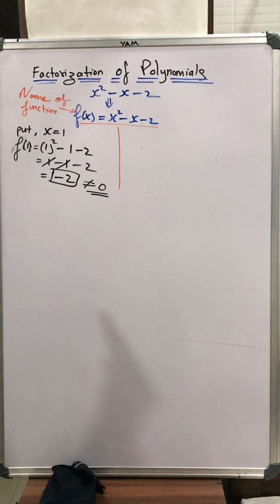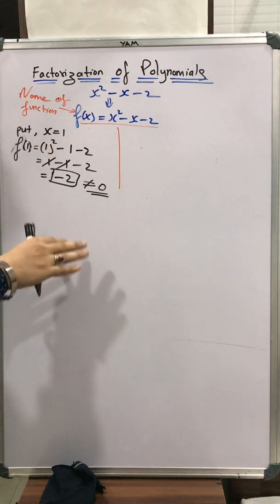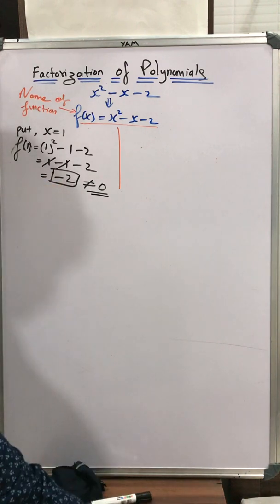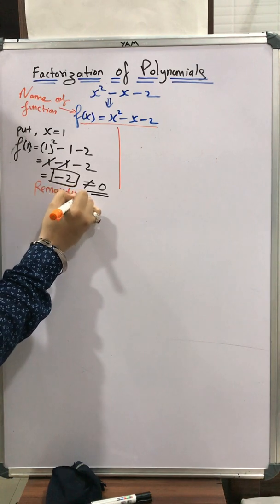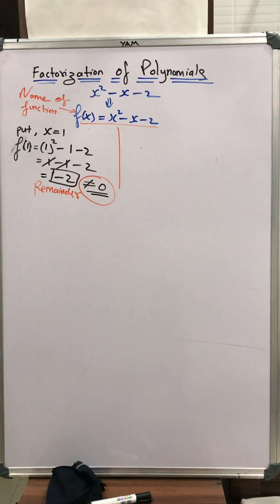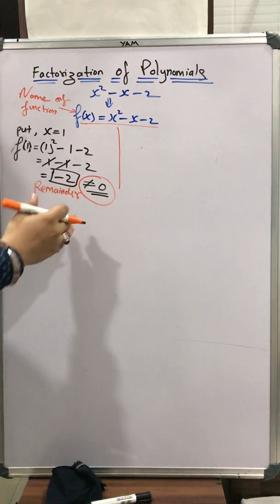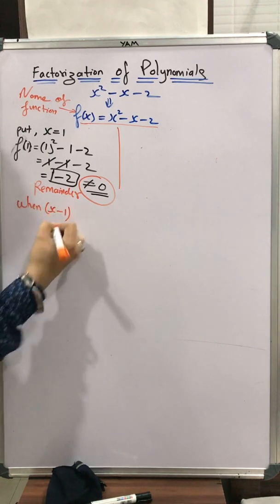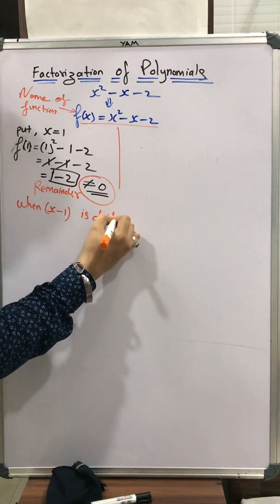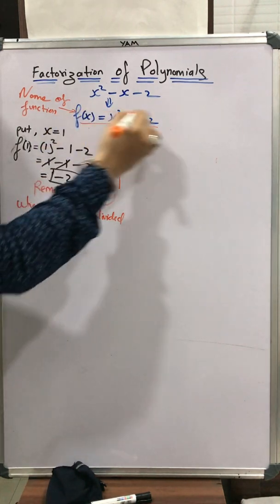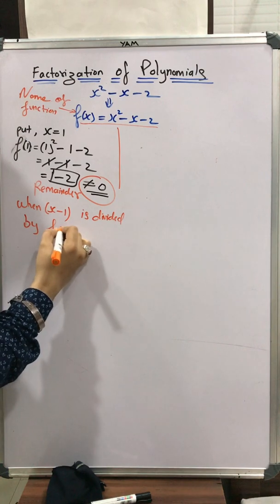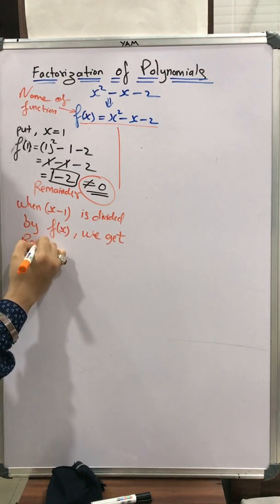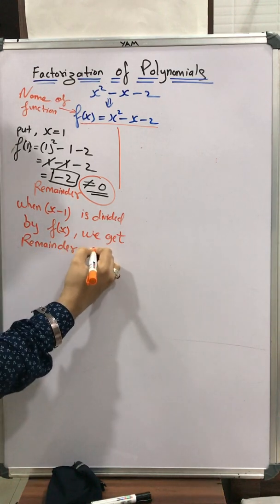Understanding? Okay. Now moving forward with the concepts of this chapter, because I got a remainder, which is minus 2. I write here remainder, which is not equal to 0. Now, when the remainder is not equal to 0, what I can say is, see here, when f(x) is divided by x minus 1, we get remainder as minus 2.